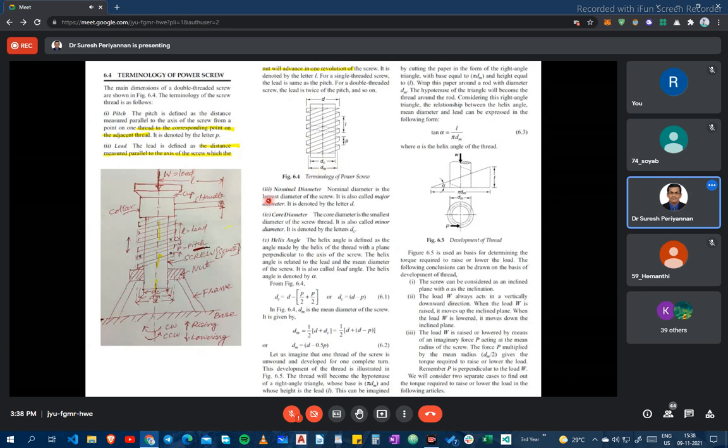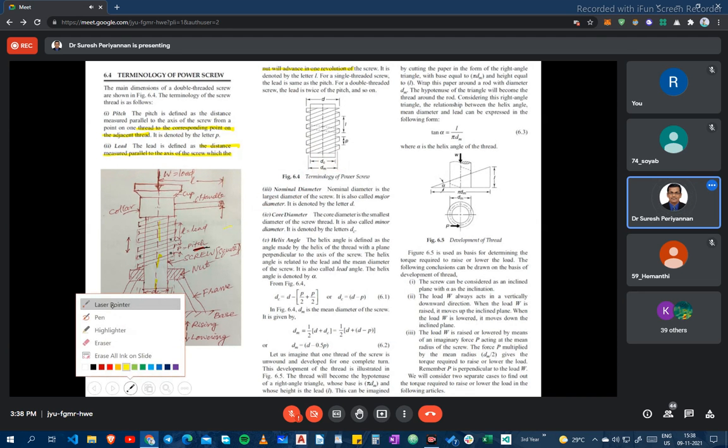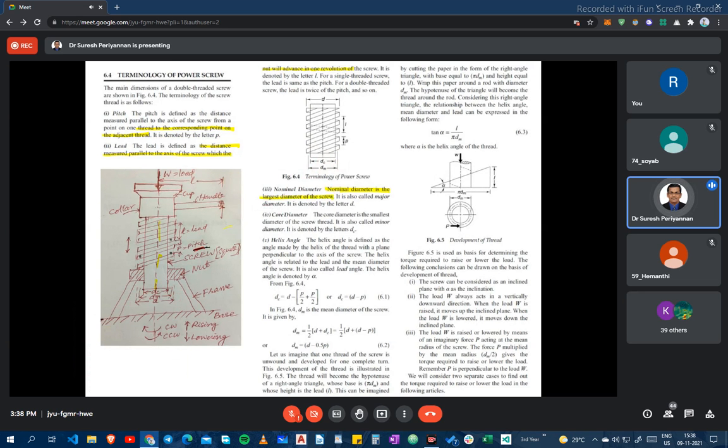See, this is the nominal diameter. Nominal diameter is the largest diameter of the screw. It is also called major diameter. Core diameter is the smallest diameter of the screw thread. It is also called minor diameter.